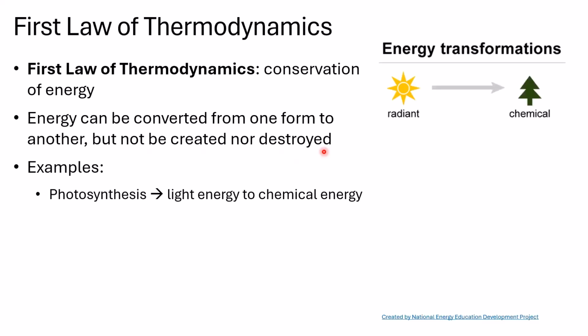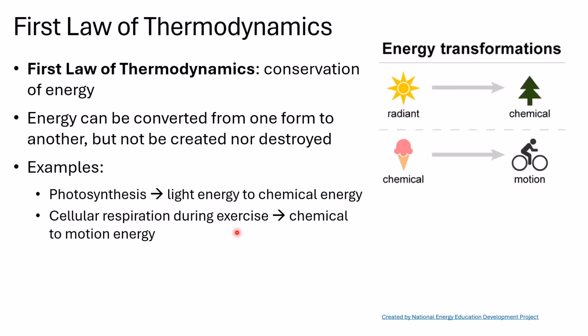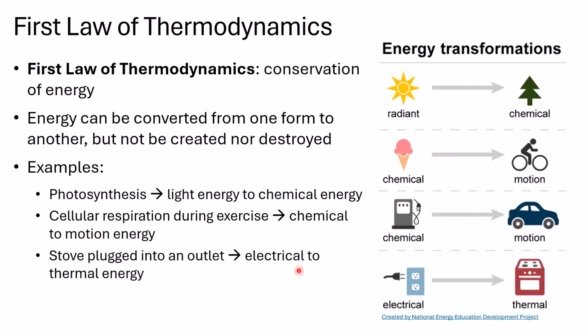For example, when we talked about photosynthesis earlier, that involves the transformation of light energy into chemical energy. When we use energy ourselves, we are transforming the chemical energy we get from food into motion. Similarly, cars use chemical energy from gasoline as a source of energy for movement. For a stove plugged into an outlet, we are converting electrical energy into thermal energy. In all of these cases, the total amount of energy will remain the same, just existing in different forms.